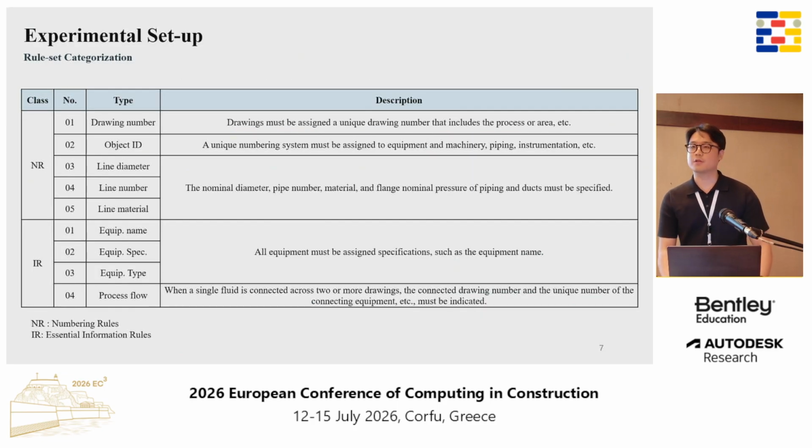Let me start with the rule set. In this study, we target a total of 9 design rules. We organize them into 2 classes by what each check does. Numbering rules check whether each ID follows the standard schema. Essential information rules check whether the required information is present.